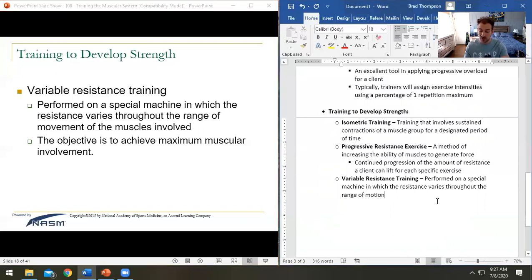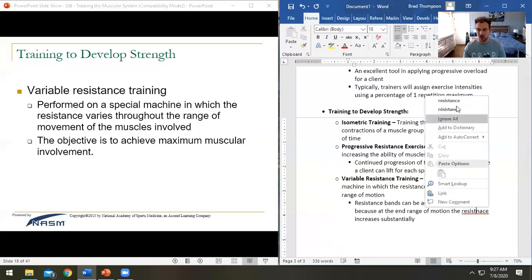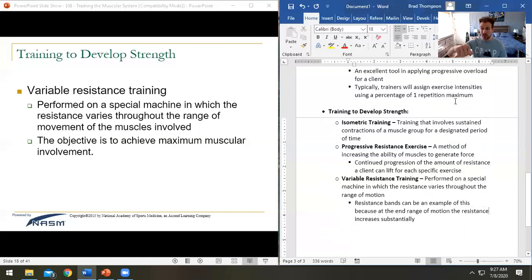That's not a special machine or anything, but resistance bands can be an example of this because at the end range of motion, the resistance increases substantially, right? If you've ever been using resistance bands, obviously they gain more tension the further you stretch them out. And then there's always that moment at the very end where it's like, yeah, that's not going any further. You know, this thing's about to snap in half. That's a good example of variable resistance training.